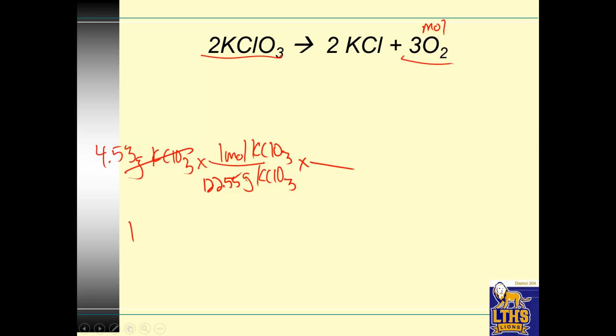So that will kill my grams of KClO3. I'm now in moles. I always have to go through moles. It's my good converting thing. And I want moles of O2. So I want to get rid of moles of KClO3 and go into moles of O2. So moles over moles need coefficients because they need an equivalency. I get 3 of these when I react 2 of those. Now I stop there. I don't have to go all the way into grams because that's not what the question asks for.